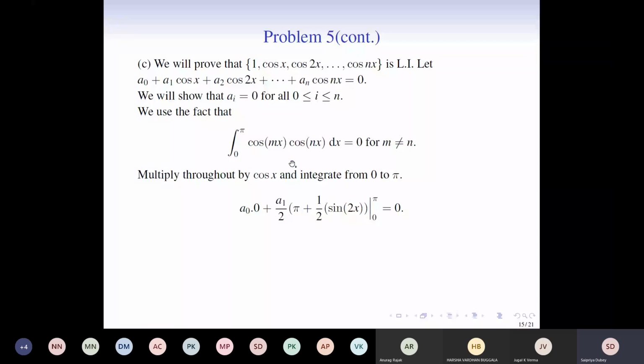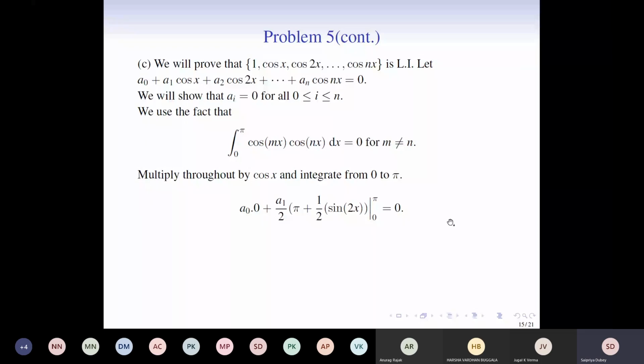We multiply this equation throughout by cos x and we integrate from 0 to 2 pi. Then we see that the rest of the terms will be 0 because the integral of cos mx cos nx dx is 0 for m not equal to n. Therefore, only the first two terms survive, and out of that also one happens to be 0. So here we get this condition.